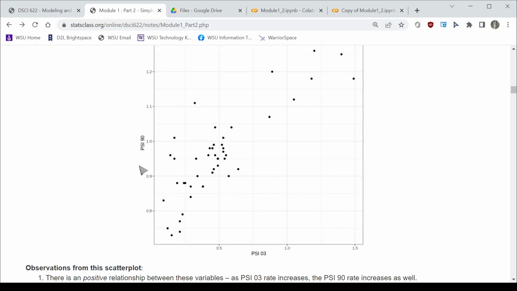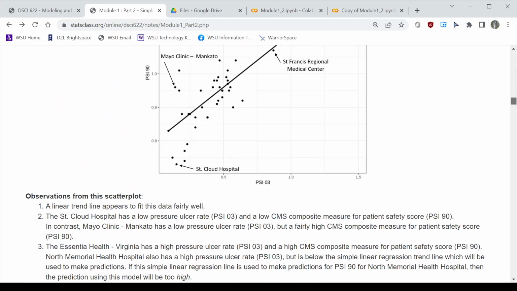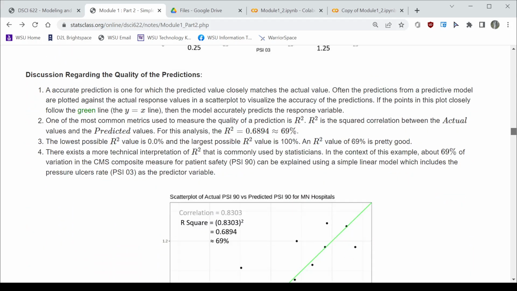If the R-squared is 100%, what that means is 100% of the variation in my response can be explained by my predictor. And in that situation, again, we're going to have perfect predictions. So we want a higher R-squared in these models.